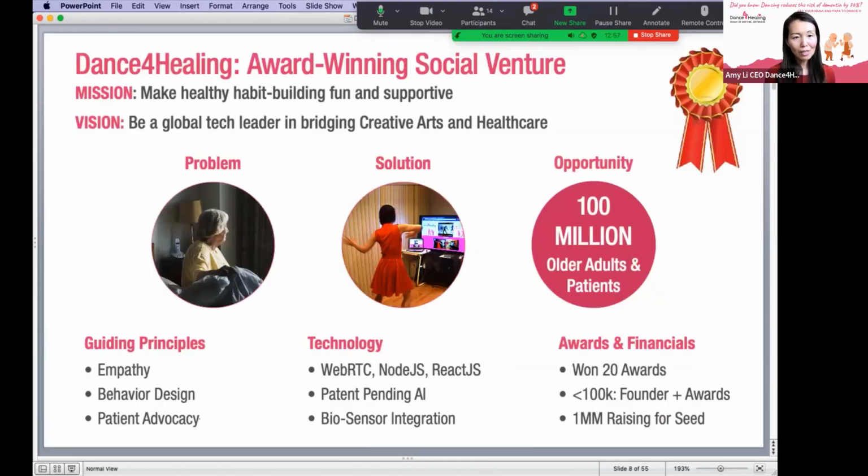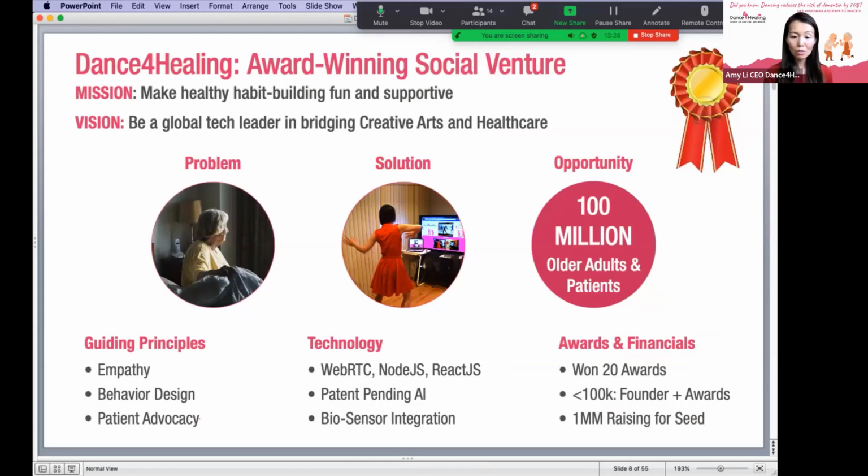Our mission is making healthy habits, building fun and supportive. Our vision is to be a global technology leader in bridging creative arts in healthcare. But more importantly, our guiding principles are empathy, behavior design, and patient advocacy. We have won over 20 awards, but most importantly, we want to help 100 million elders and patients.